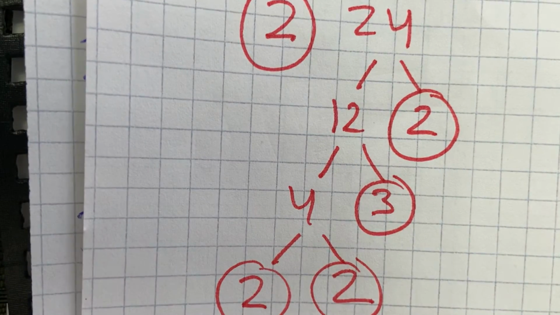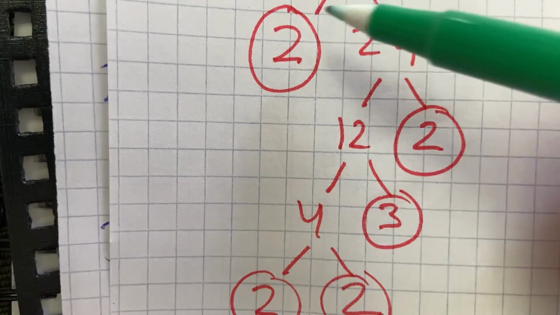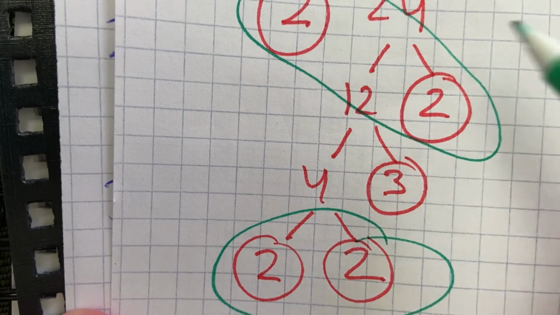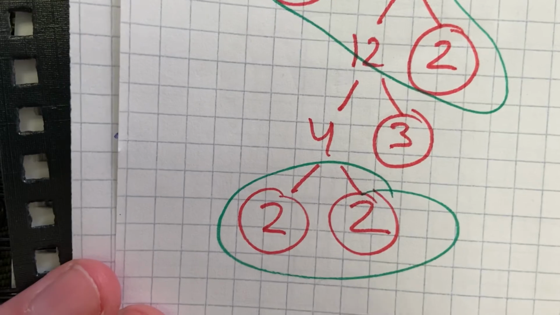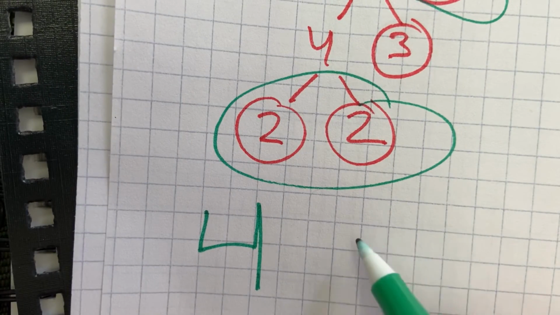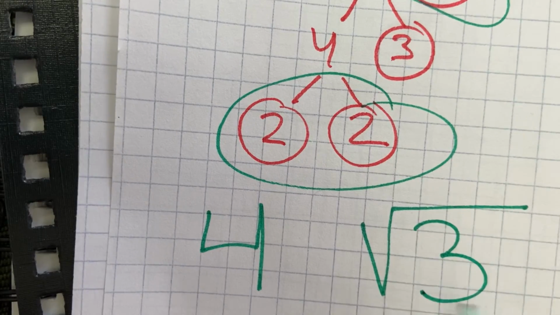All right, let's find some pairs. I see a pair of 2's right here and a pair of 2's right here. So there's 2 pairs of 2. So 2 times 2 is 4. Now I have a 3 left over. So in my radical, I'm going to leave the 3.